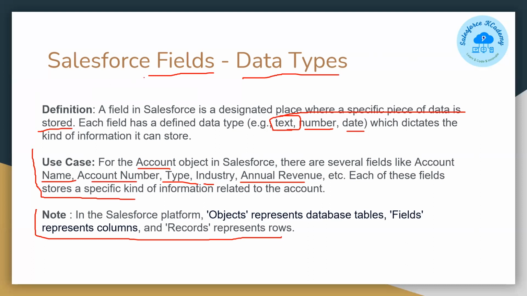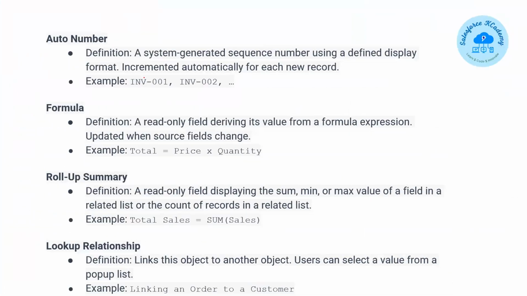So this is about the field, and we'll come to each and every field with a perfect example as we move forward in the classes. But for now, just remember there are different fields and different data types which the fields can store: auto number, formula, roll-up summary, lookup relationship. We have seen the example of lookup relationship, right?